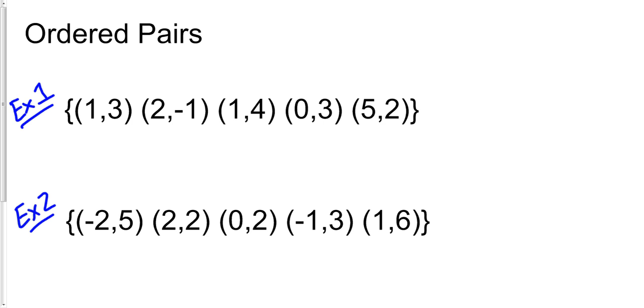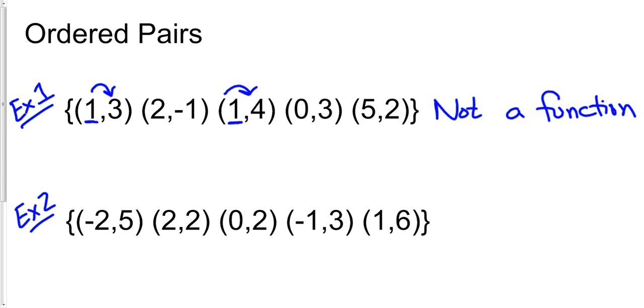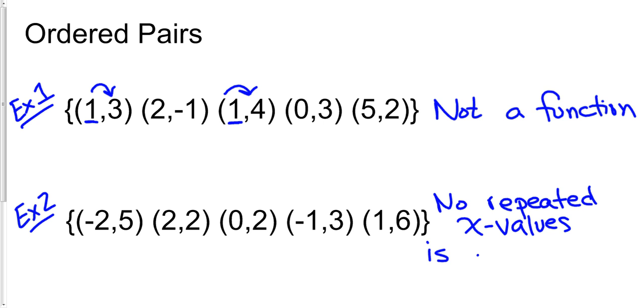Okay. Hopefully you noticed that in this first one, that 1 is repeated. The 1 is paired with both a 3 and it's paired with a 4. Therefore, this is not a function. Whereas in the second one, there are no repeated x values. Therefore, it is a function. Okay?